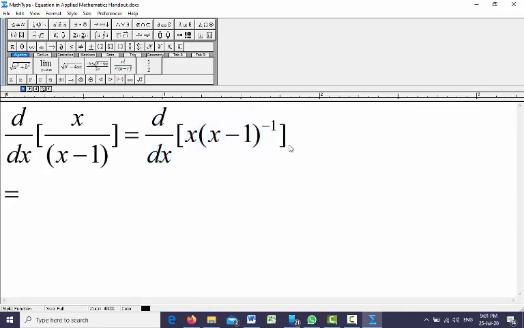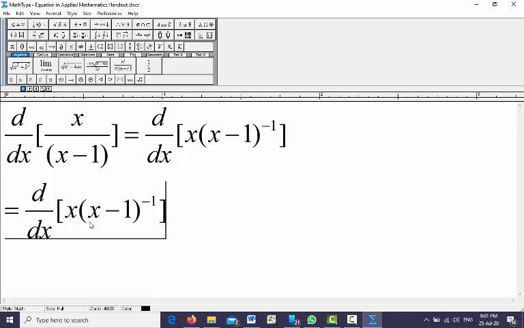So we want to differentiate this one. As you know already, here we have x multiplied by x minus 1 power minus 1. Remember, you cannot multiply this x with this x minus 1 because it is locked by this power. So you have to apply the multiplication rule of differentiation.